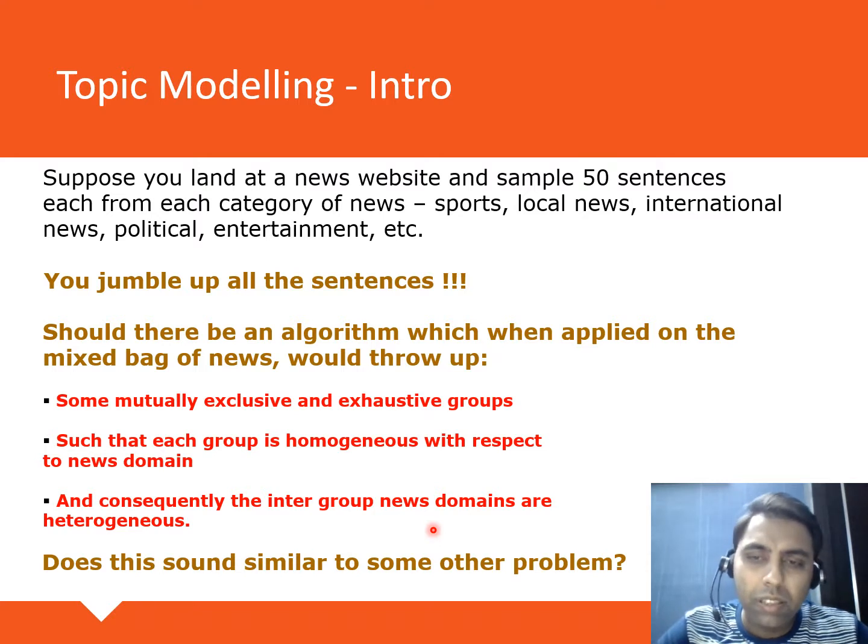Each cluster you would want to be as homogeneous as possible within itself, and between the clusters you would expect as much heterogeneity as possible. So it's the same idea, translated into the world of texts. If you have a collection of texts which is kind of a mixed bag, topic modeling is an algorithm which will group your text into certain non-overlapping groups, so that each group is homogeneous with respect to one or two of the topics. That's what topic modeling is intended to do.